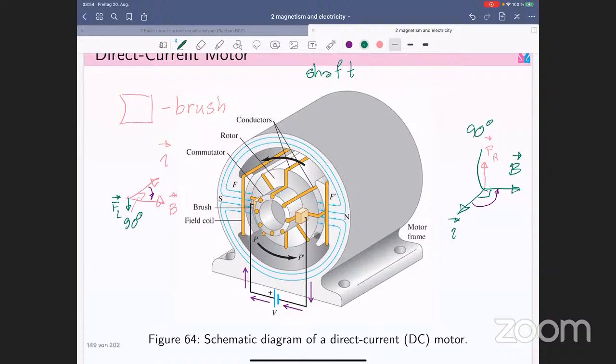The yellow one is the conductors, and this cylinder is called the rotating part. But it's well known in the machinery society, which is a subject in electrical engineering, that it's called the rotor. Okay, rotor.